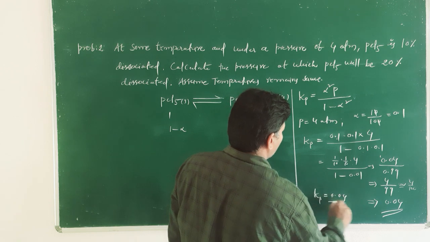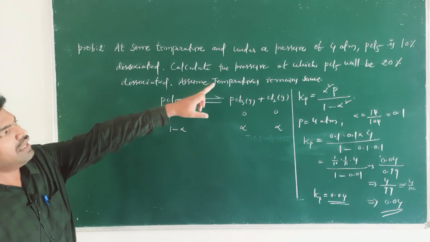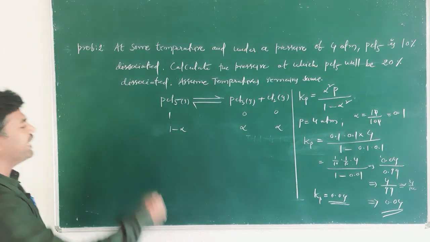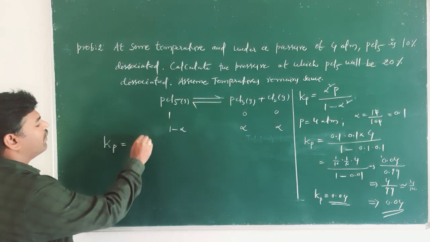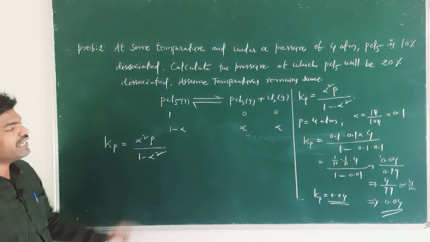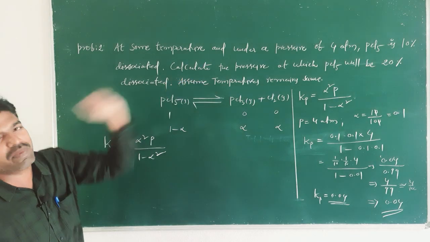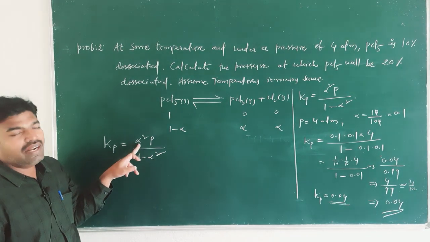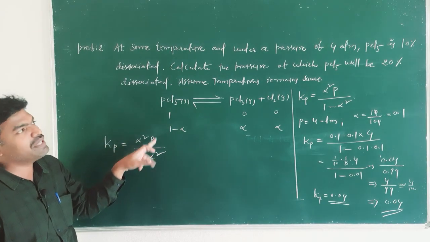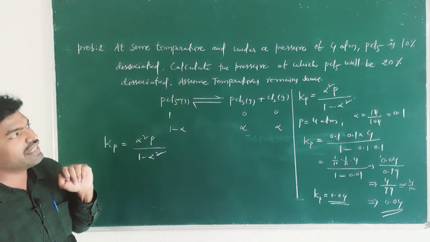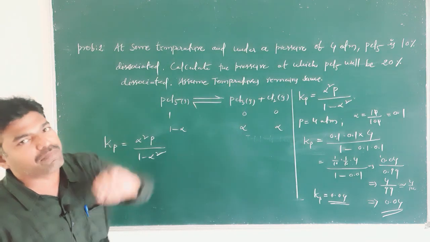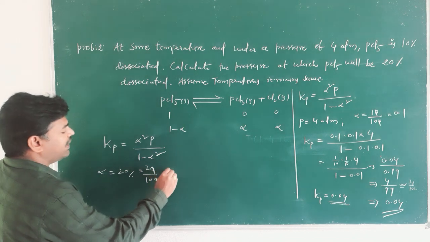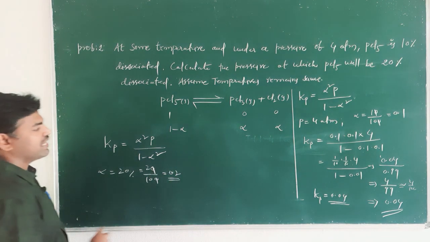Now we calculated the Kp value, that is the equilibrium constant Kp is 0.04. Now they ask to calculate the pressure at which PCl5 will be 20% dissociated. So again we take the equation Kp is equal to alpha square P by 1 minus alpha square. We already calculated the Kp value at a pressure of 4 atmosphere. Now alpha is 20%, which means 20 by 100, that is 0.2.